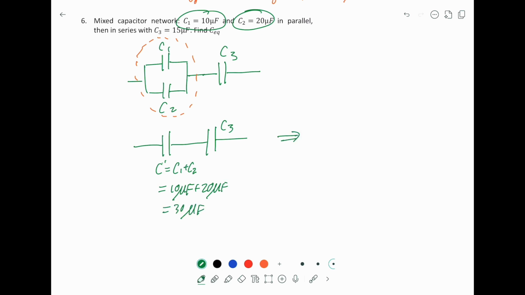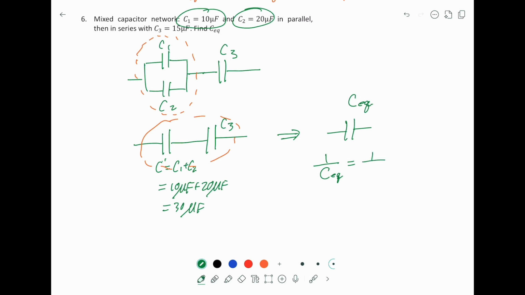Now you have two capacitors connected in series. Their equivalent capacitance C equivalent: 1 over C equivalent is equal to, this time you add them reciprocally, so 1 over 30 micro plus 1 over 15 microfarad. So C equivalent is equal to 10 microfarad.